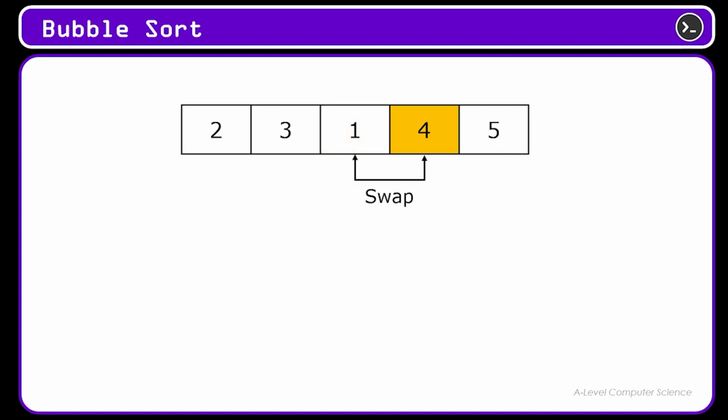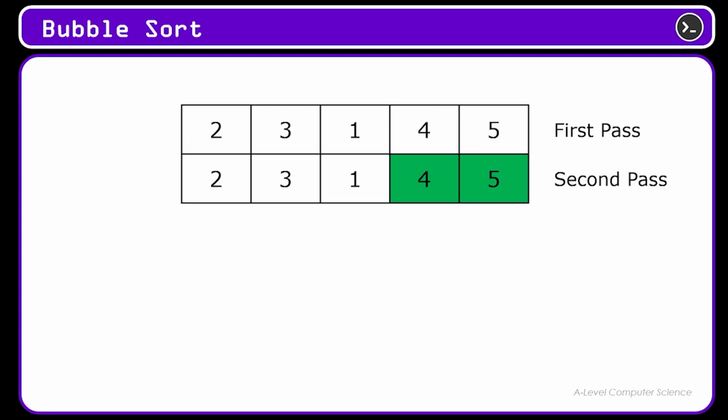We're going to leave the 1 where it is, and we're going to check the last two, which is the 4 and the 5. Check if 4 is greater than 5, so no swap is going to take place. This is called the first pass. Once you've completed the first pass, we're going to go back to the very start and we're going to check the number 2 and the number 3. We're going to check if 2 is greater than 3.